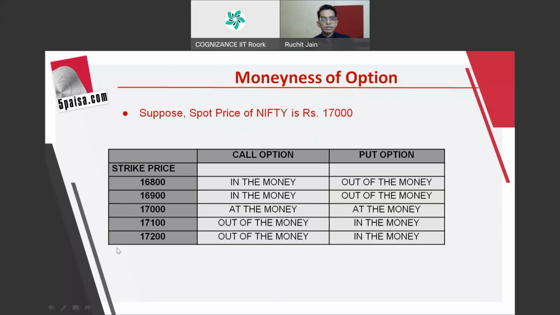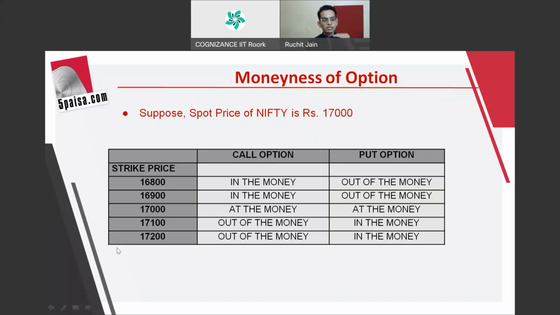A 17,000 call option would be there, and a 17,000 put option would be there. If you think Nifty will go up from here, then you buy the 17,000 call option. If you think Nifty will go down from here, then what you have to buy? The 17,000 put option. Now, if Nifty is trading at 17,000, then the 17,000 call option is called an at the money option, and similarly the 17,000 strike price put option is also called an at the money option.